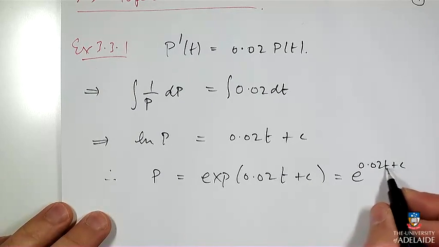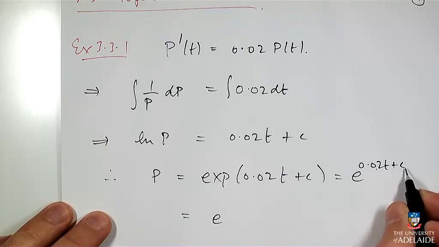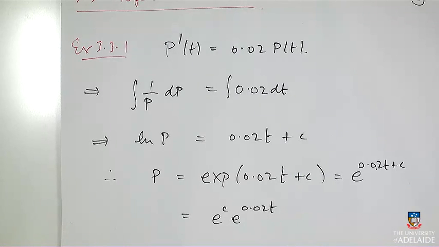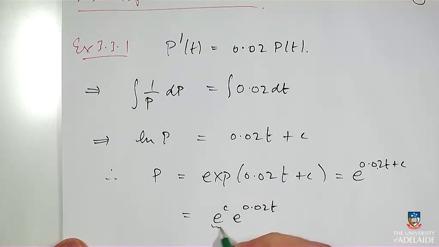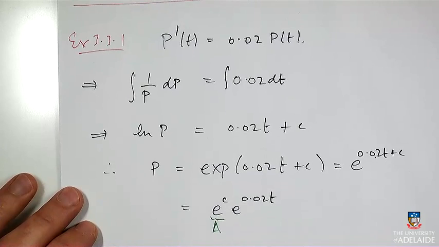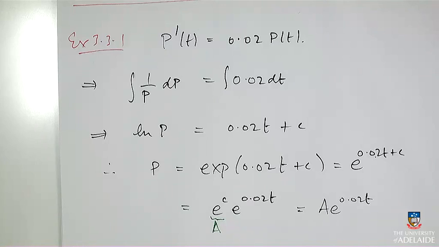In fact, you can split it up using the rules of exponentials. You can write this as e to the c times e to the 0.02t. That's how indices work; you add the two exponents together, which is what you've got here. So let's just call this thing a. c is an arbitrary constant, so e to the c is just a different arbitrary constant, still arbitrary. So this is a e to the 0.02t. That's exactly the same as the general case.